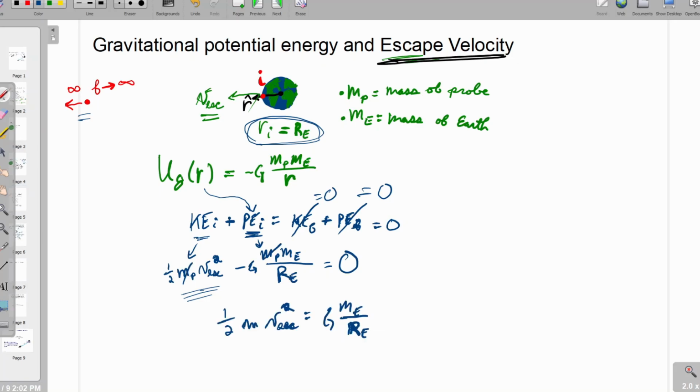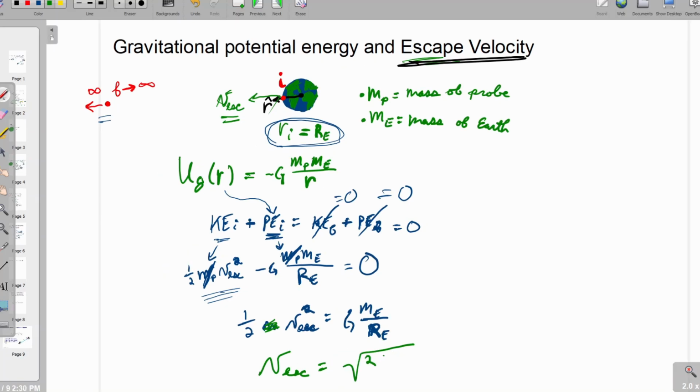All right, let's just do some algebra on this. So I can divide by the mass of the planet on both sides, and then I can add the GM_E over R_E across to the other side. This m had gone away. Then if I multiply this by 2 and take the square root, I will get that v escape is root 2 times big G times M_E over R_E.